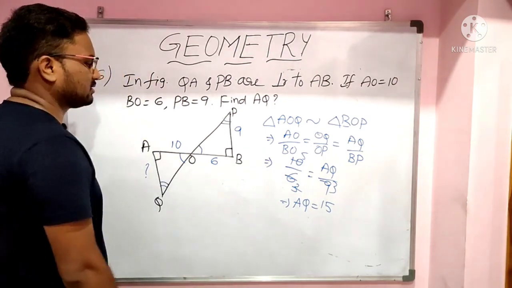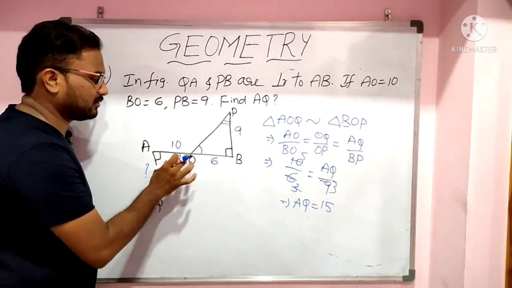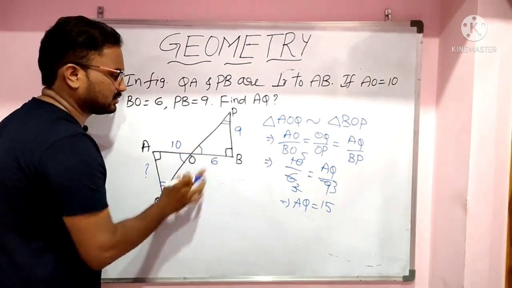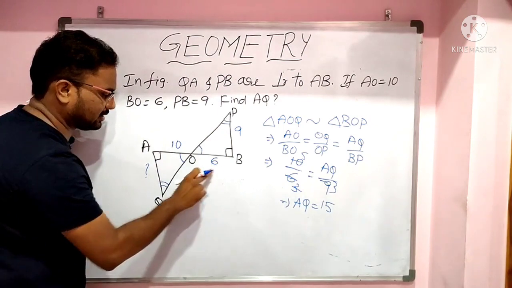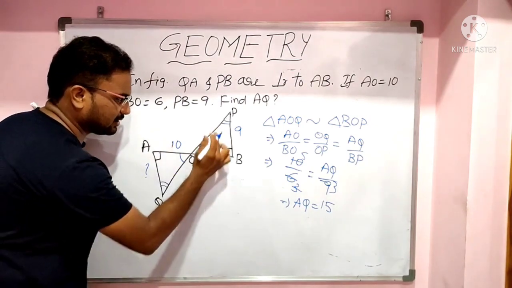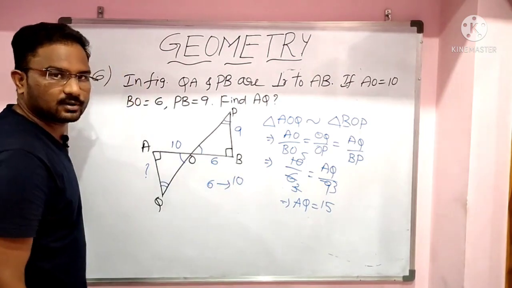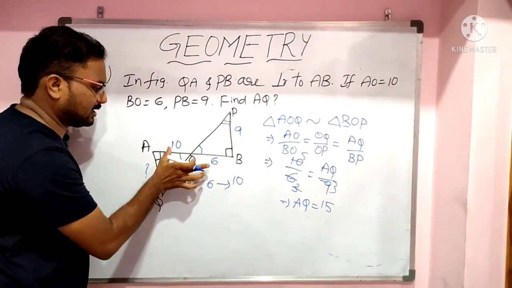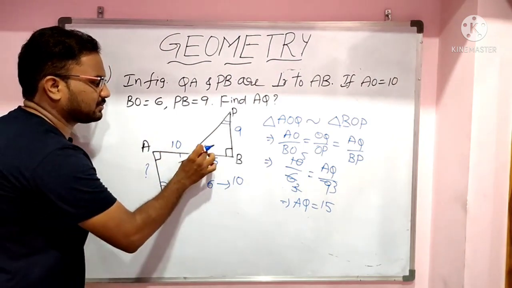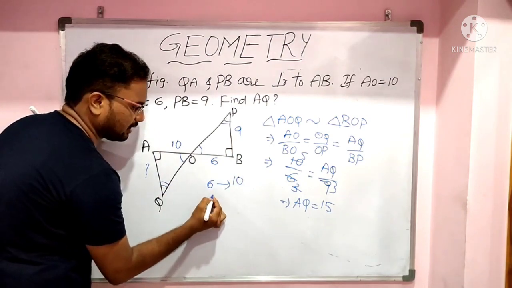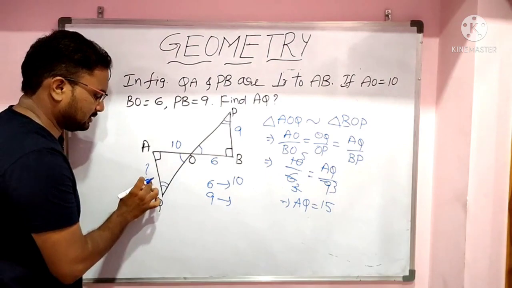Okay, so if you do this problem like this, it will kill your time in examination. Here these two triangles are similar, we have proven that. So in these two triangles, the side corresponding to this angle is 6 and the side corresponding to this angle is 10. So 6 becomes 10 in this triangle. And in this triangle the side corresponding to this angle is 9, and in the other triangle the side corresponding to this angle is AQ.